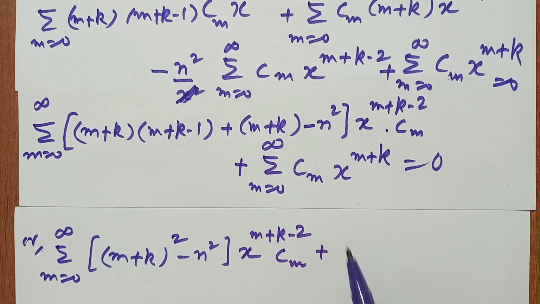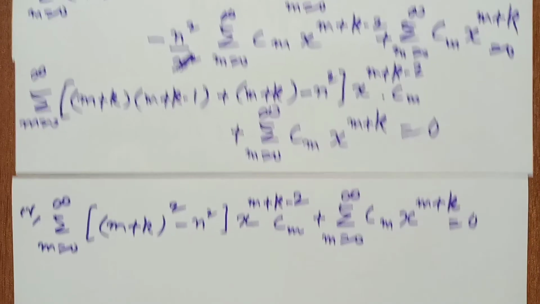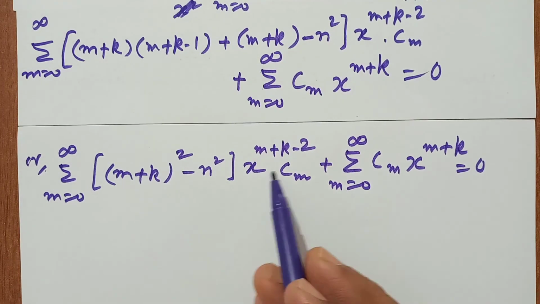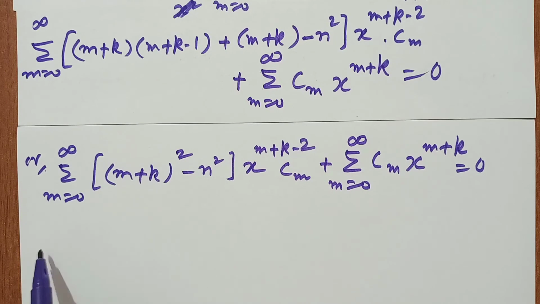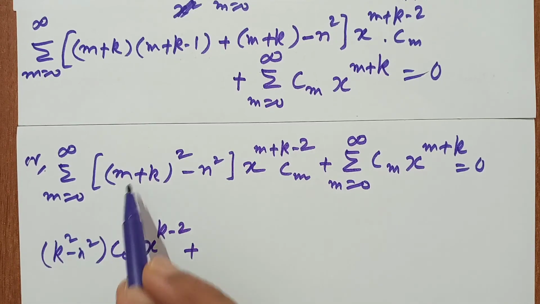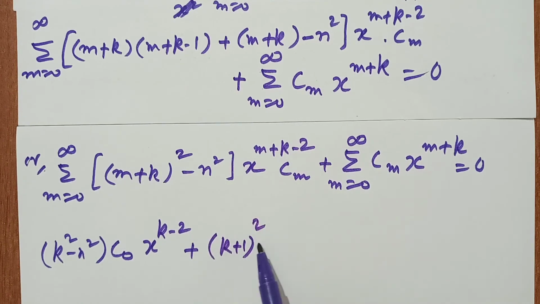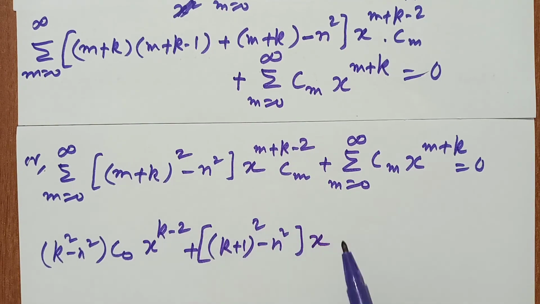Plus sigma m equal to 0 to infinity Cm x to the power m plus k equal to 0. So now the lowest degree term is m plus k minus 2. First we expand by taking m equal to 0, so the first term is k square minus n square C0 x to the power k minus 2. Plus m equal to 1, so the second term is (k plus 1) square minus n square, and x to the power k minus 1.